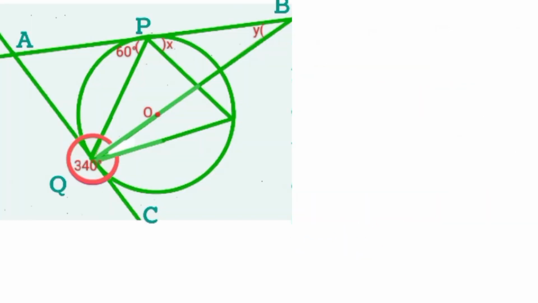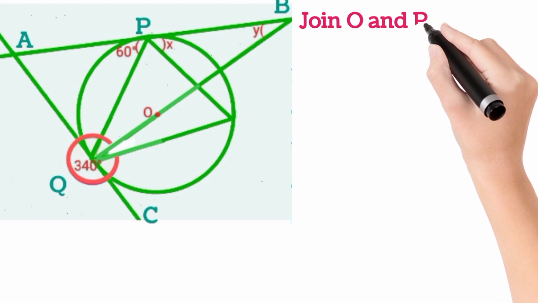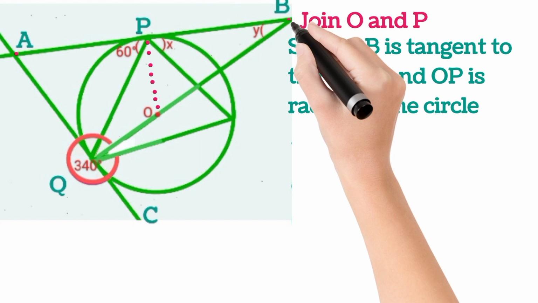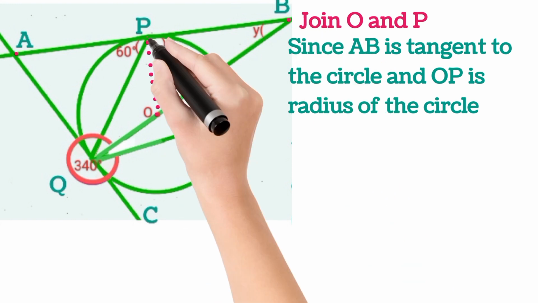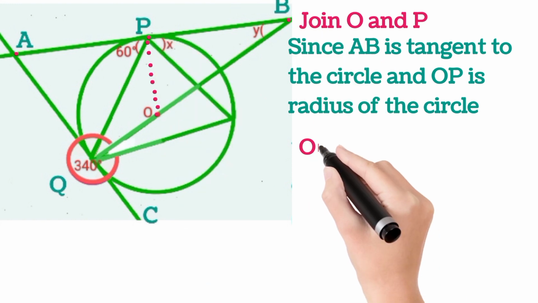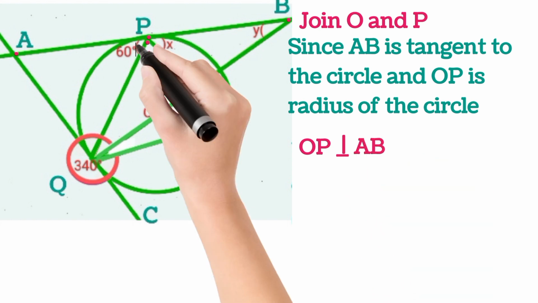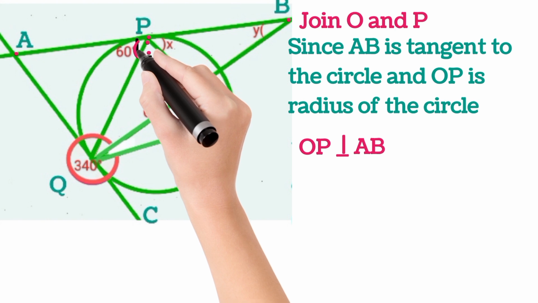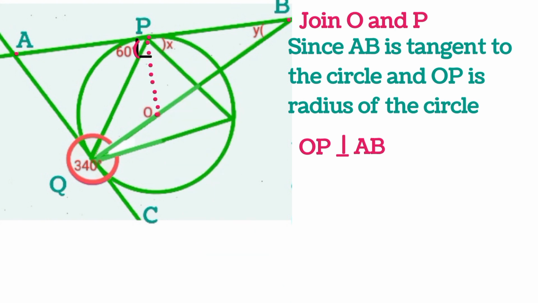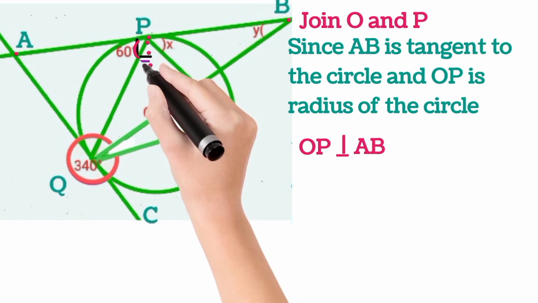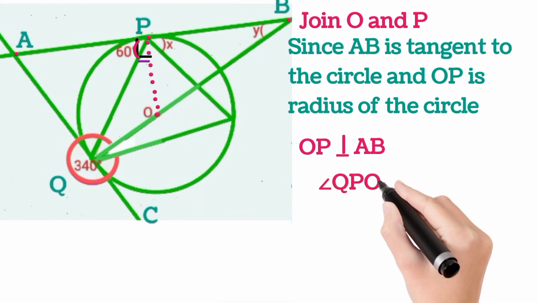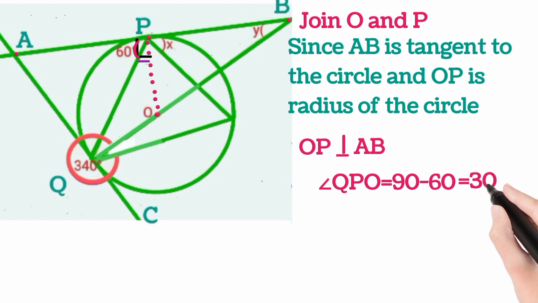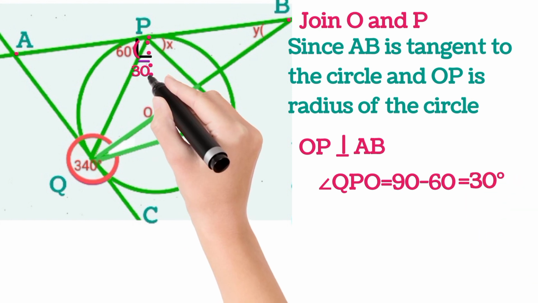So this is the figure. Now we will join O and P. So since AB is a tangent of the circle and OP is a radius of the circle, OP will be perpendicular to AB. Now this angle will be 90 degrees. Since this is given 60 degrees, this angle, which is angle QPO, will be 90 minus 60, that is 30 degrees. So this is 30 degrees.